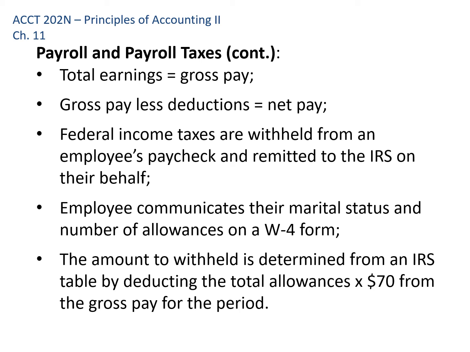So the employee communicates their status, both marital status and how many allowances they have, basically how many exemptions they have, on a W-4 form. That's then used by the company to look up on a chart and find out how much should be deducted for that person's pay.